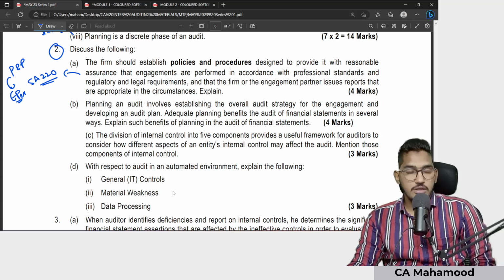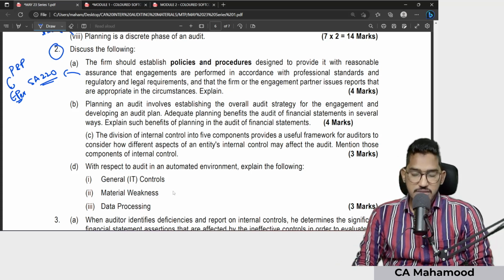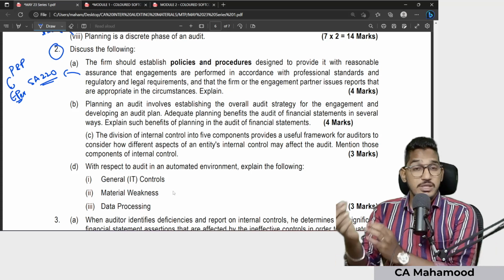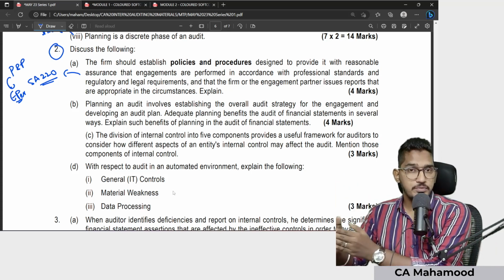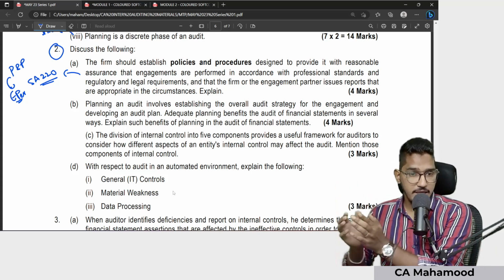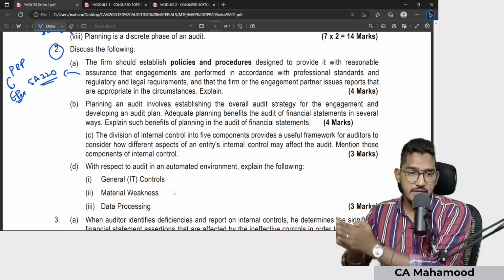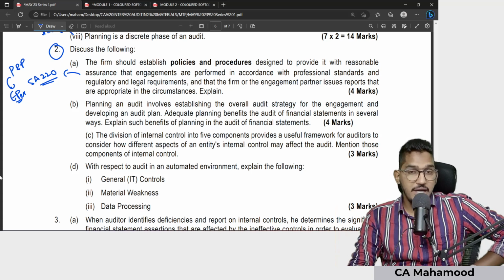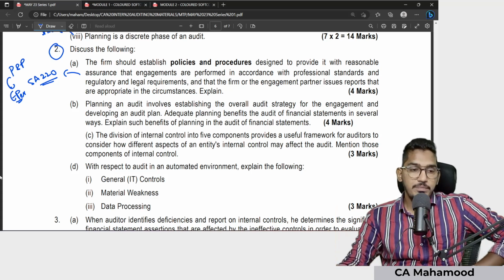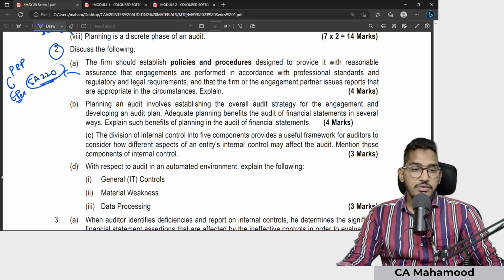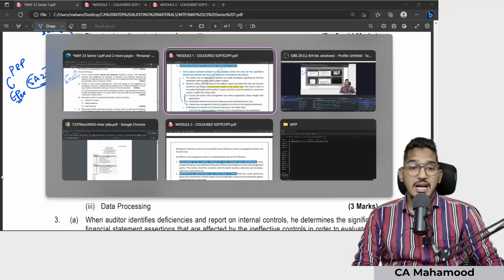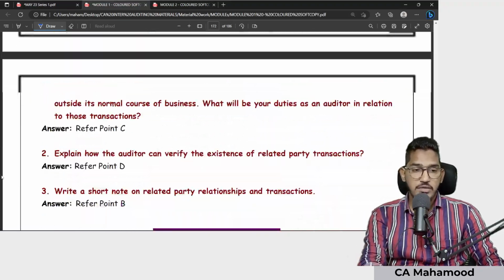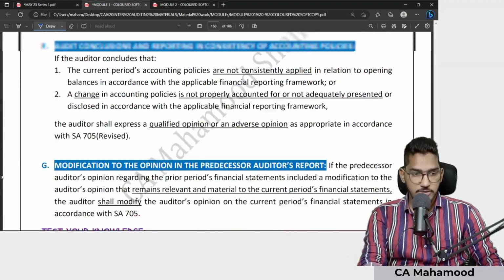Like if you read, the firm should establish policies and procedures designed to provide it with reasonable assurance that engagements are performed in accordance with professional standards, legal and regulatory requirements, and audit reports issued are appropriate. Explain what you will write from SA 220. Fifth point, policies and procedures regarding engagement performance. A point will be there that you are supposed to write here.